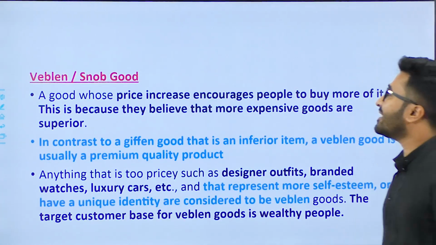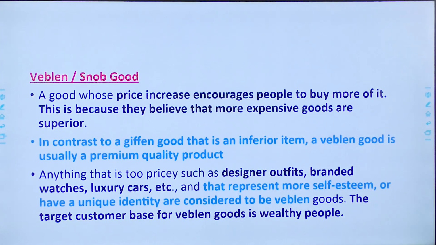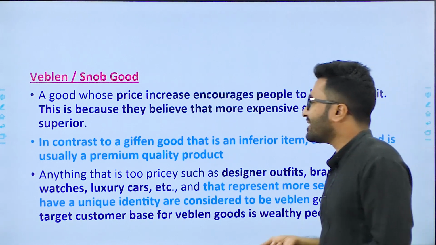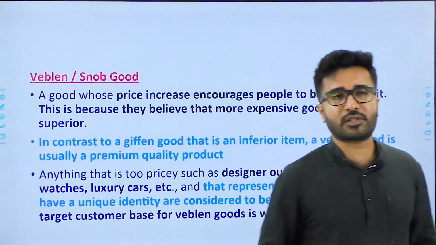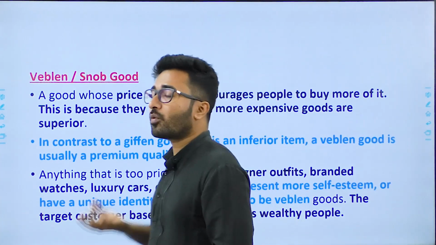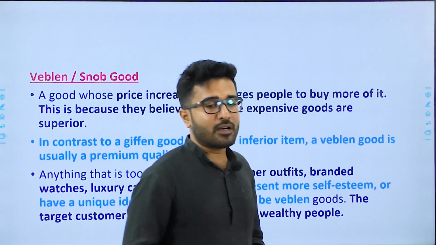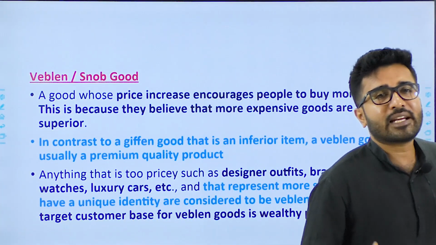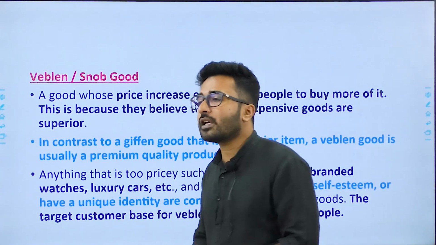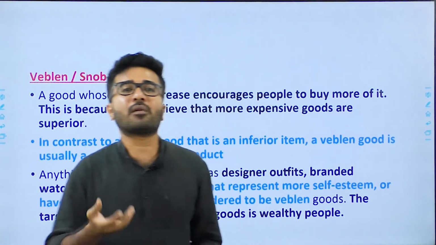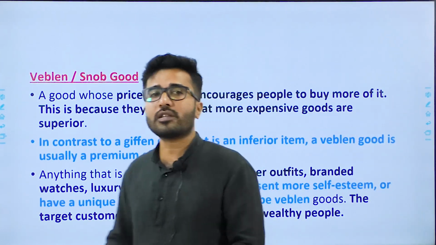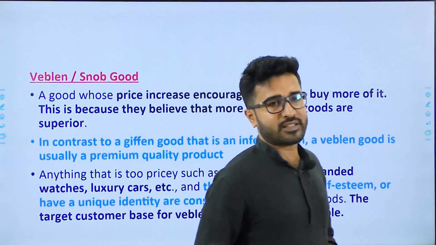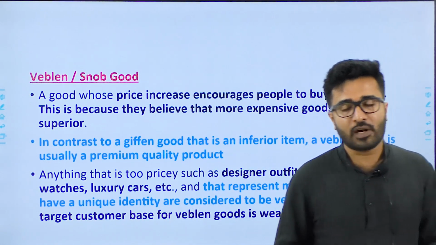Now, the second thing is the Veblen or snob good. It is a good whose price increase encourages people to buy more of it. For example, a status symbol like the latest version of a BMW or iPhone, or a new Apple smartwatch. The people who have this brand consider it a status symbol. So even if the price of that good increases, people will try to buy more of it. People won't be purchasing a low variant of a watch. If he has a good social status, he'll be purchasing that particular branded watch itself.